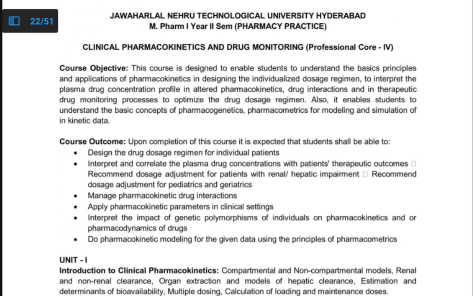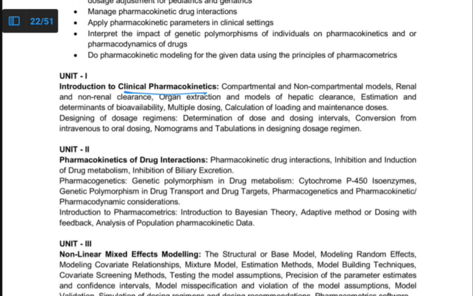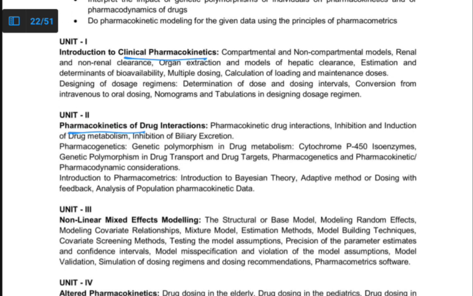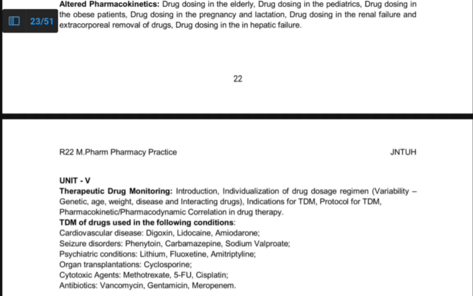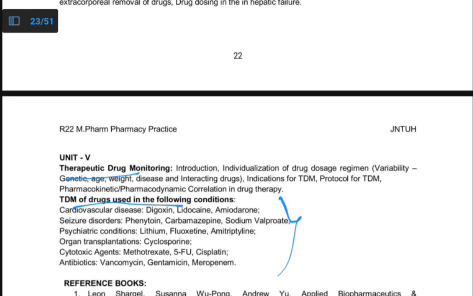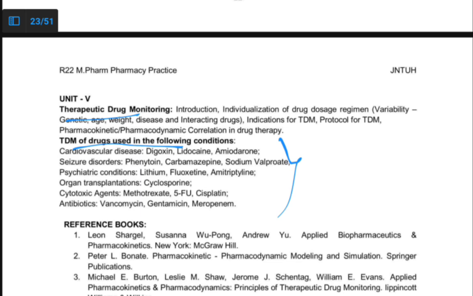And then we have clinical pharmacokinetics and drug monitoring. In this, we have clinical pharmacokinetics introduction, pharmacokinetics of drug interactions, nonlinear mixed effects modeling, altered pharmacokinetics, therapeutic drug monitoring, TDM used in the following conditions like cardiovascular, seizure disorders, psychiatric conditions, etc.